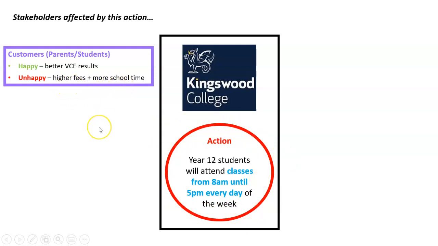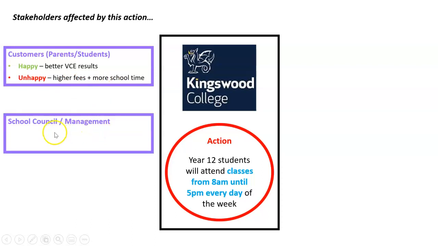Who else might be affected by this? Well, that's a stakeholder. So we could say the school council or the management, so the principal or the headmaster in this case. How would they be affected? Would they be happy because the school would have a brand image? We're the school that you go to for 40 hours a week if you're in Year 12. And now we can charge higher fees. But they might also be unhappy. Some students and parents might go, no, that's too much school. We're going to take our kids somewhere else.